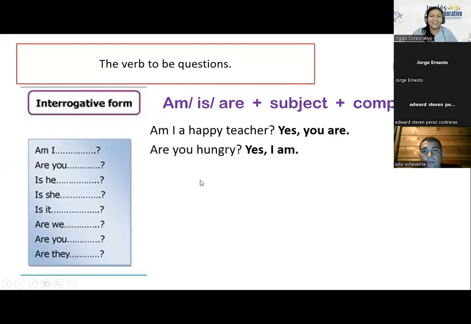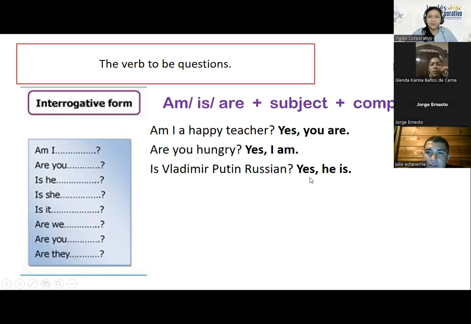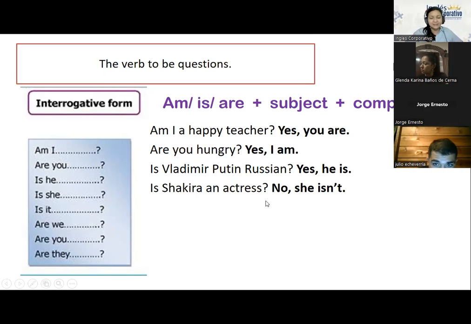Yes, you are. Okay. Are you hungry? Yes, I am. Is Vladimir Putin Russian? Yes, he is. He, because Vladimir is a man, right? He. Is Shakira an actress? No, she isn't.